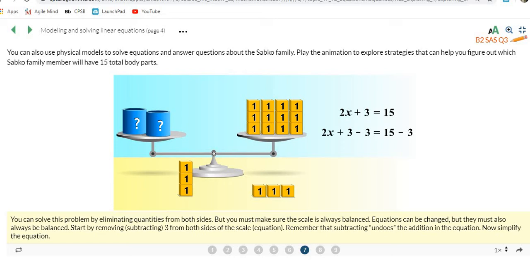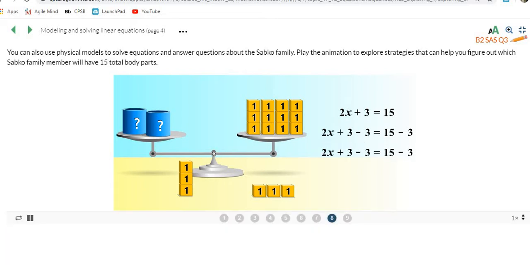Okay. Now I have 2 cups. They each have the same number of blocks. How many blocks are left on the other side? 12. Each cup needs the same number of blocks. So how many are in each cup? 6. Okay, how did you get 6? 6 plus 6 is 12.